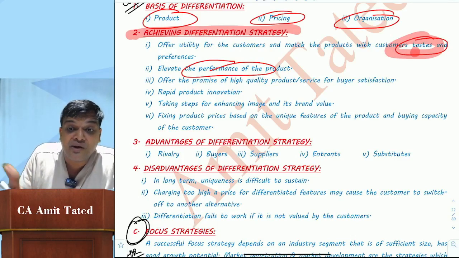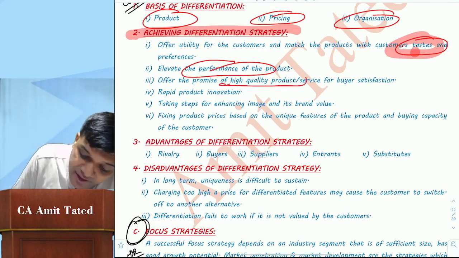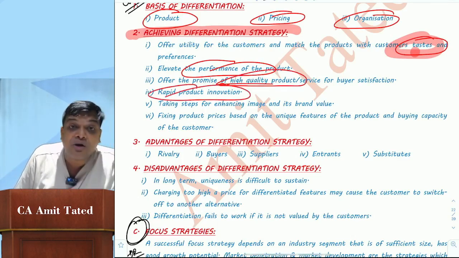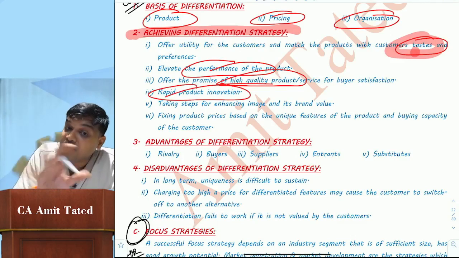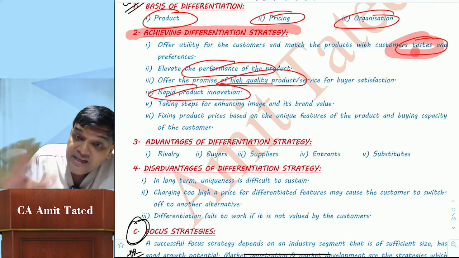If you didn't like it, I need to rectify things. Okay, high quality product I need to give. Okay, I need to have rapid product innovation. I told you, in cost leadership you are not required to have innovation. If you go with innovation, the cost will be very high.